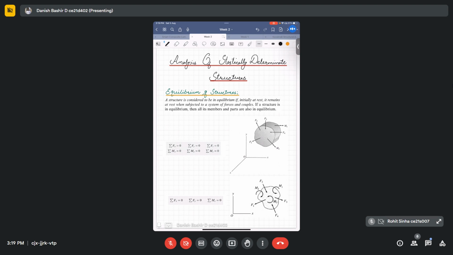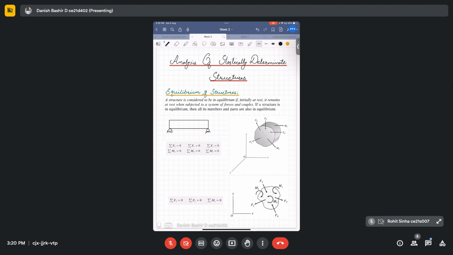For that, we first have to discuss some basic concepts like the equilibrium of the structure. When can we say that a structure is in equilibrium? The conventional definition is that a structure can be considered in equilibrium if, initially at rest, it remains at rest when subject to a system of forces and couples. For example, a simply supported beam.